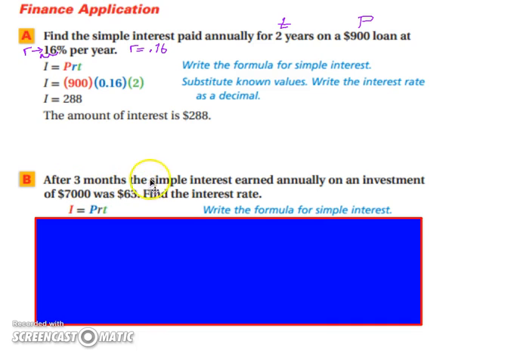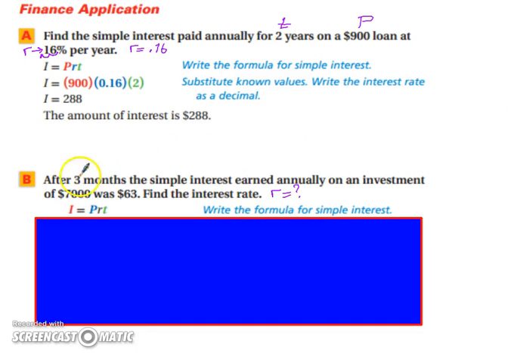After 3 months, the simple interest earned annually on an investment of $7,000 was $63. We want to find the interest rate. So the one that's going to remain a variable is your R, your rate. Okay, so now let's start looking at some of the other stuff. We have 3 months, we've got $7,000, and we have $63.